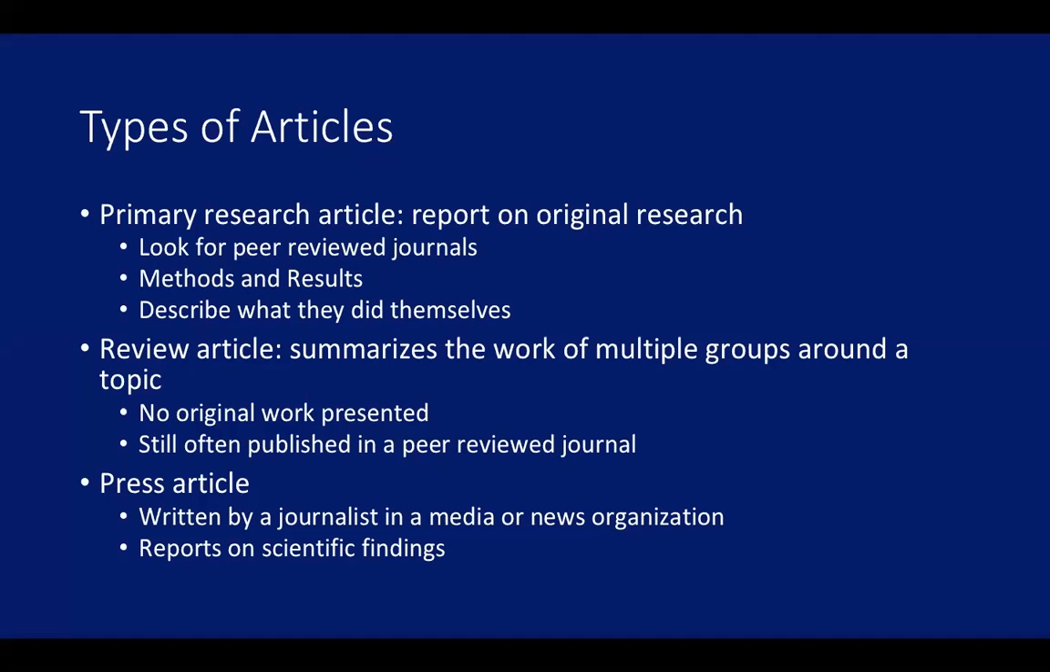Now, when we're talking about papers, we have two or three major types of articles. The first is a primary research article, and this is a report on original research. So you want to look for a peer-reviewed journal, and what you should see is a methods and a results section, because these are describing experiments that they themselves as a lab group conducted, and they're publishing their results.